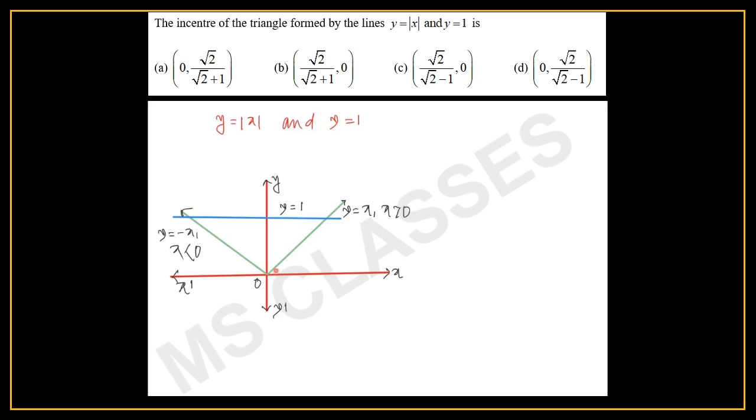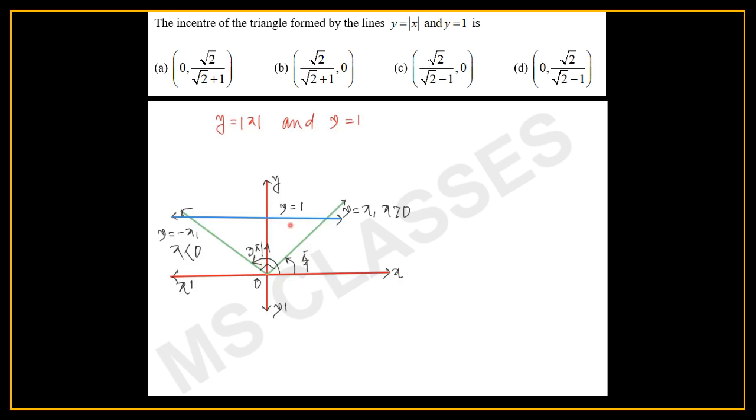Now first of all, the angle between this line and this line is 90 degrees. The reason is this angle is pi by 4 and this angle is 3 pi by 4. So obviously the angle between the lines is 90. So you can understand that this angle is 90, so it is a right angle triangle. Now if it is a right angle triangle, we can understand it is a symmetric triangle about the y-axis.